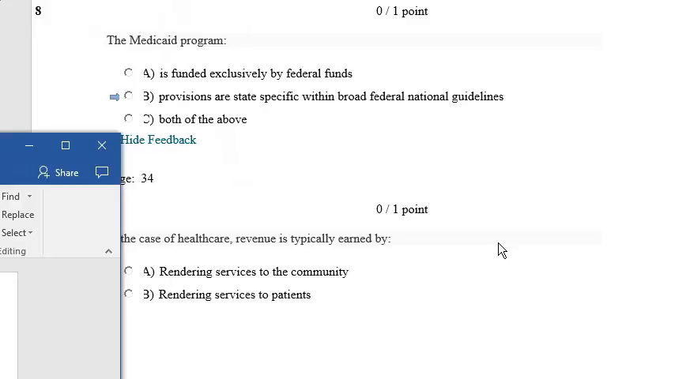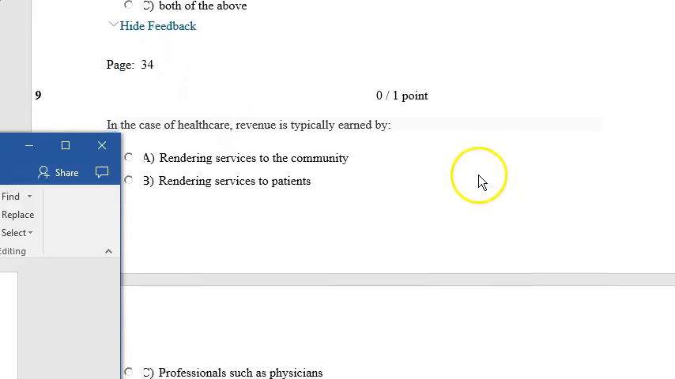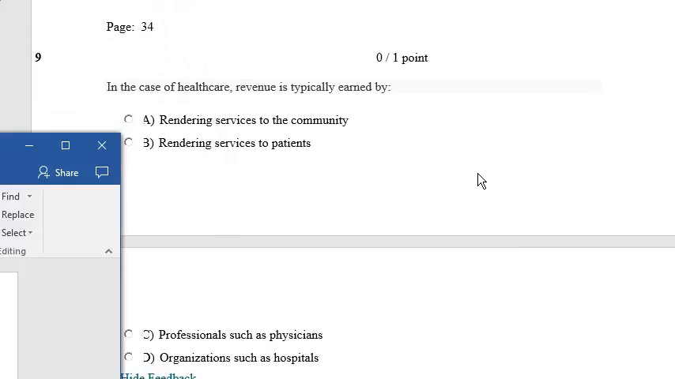So the key with that one, the zinger, is funded exclusively by federal funds. Though the feds have a huge part in Medicaid, not Medicare. So think about it, Medicare is all feds. Medicaid is the states. And on that one, the correct answer is provisions are state-specific within broad federal and national guidelines. And that can be found on page 34. Moving on here. So hopefully you're seeing these aren't too terribly difficult.